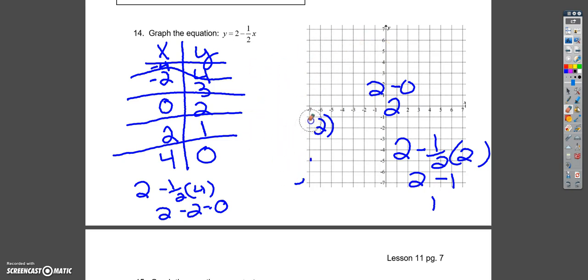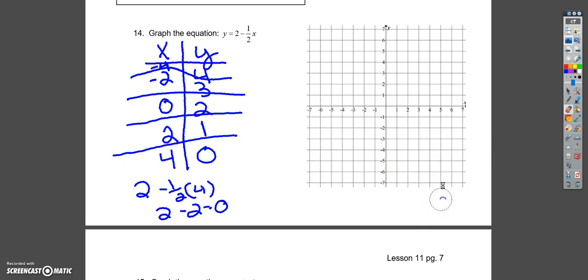And now I need to graph them. -4, 4. -2, 3. 0, 2. 2, 1. 4, 0. You can see that it's a line.